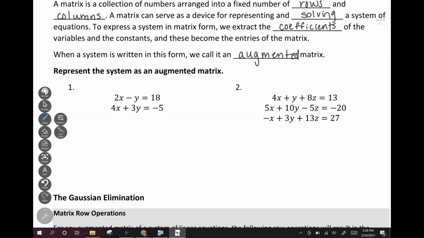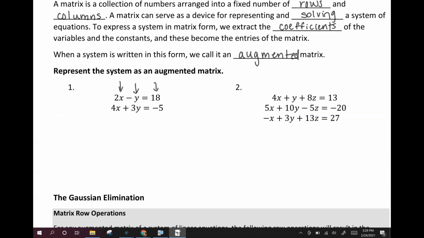First of all, your equations need to be in standard form. So notice that I have my x's first, then my y's, and then on the other side of the equal sign, I have my constant. So it has to be written like that before you write this as a matrix. Your x's, then your y's, then on the other side of the equal sign, you have your constants.